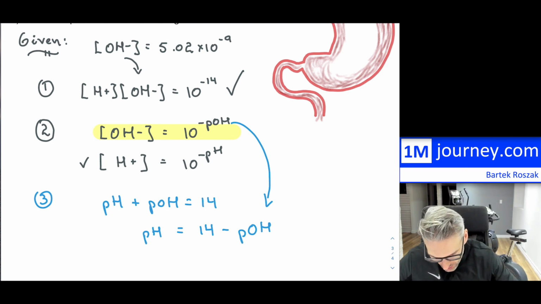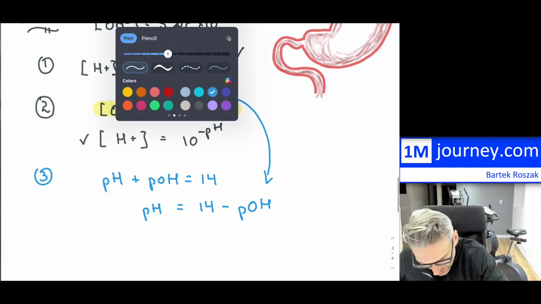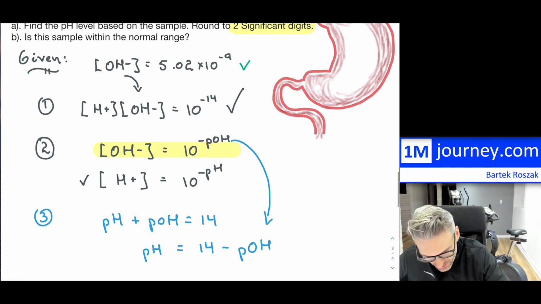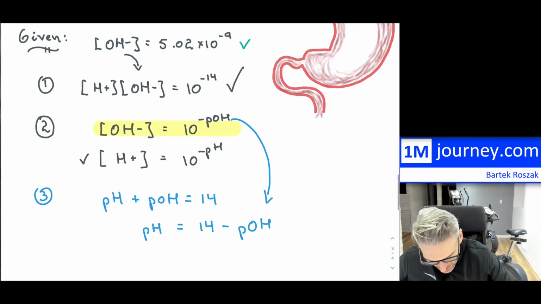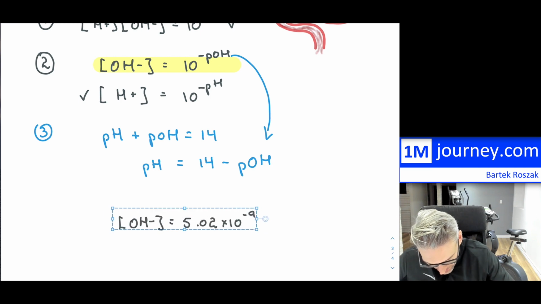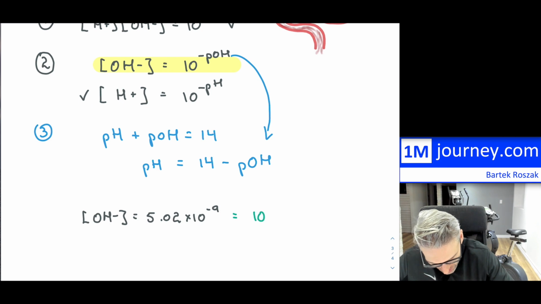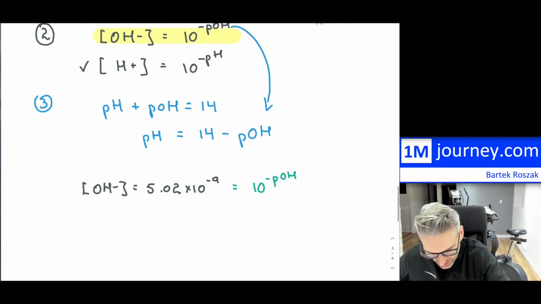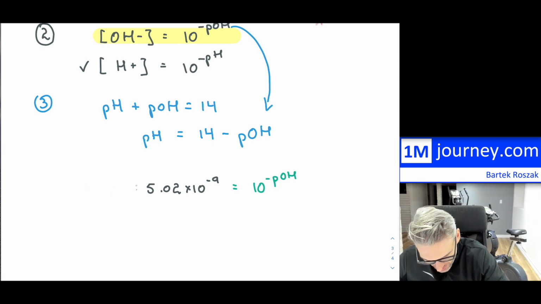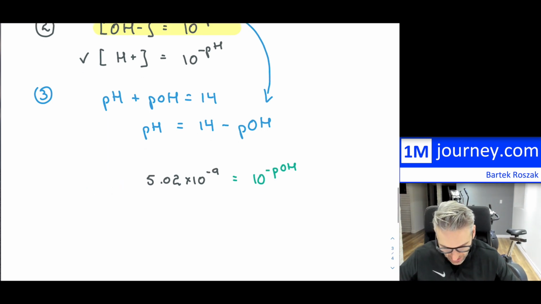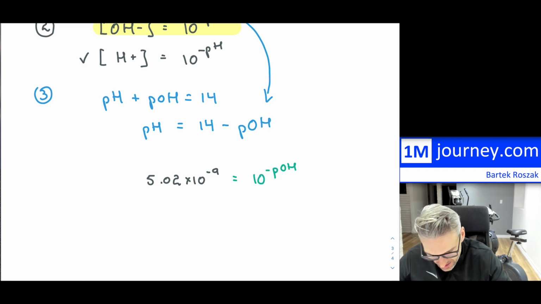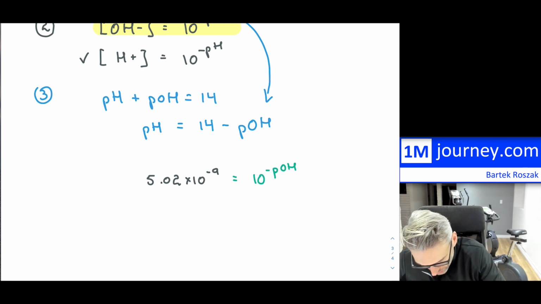Starting with what has been given, this right here, I'm going to copy it and bring it down. I do know that this is equal to 10 to the negative pOH, so I no longer need this on the left. I can just solve this. Now, solving this, I can use logs on both sides.